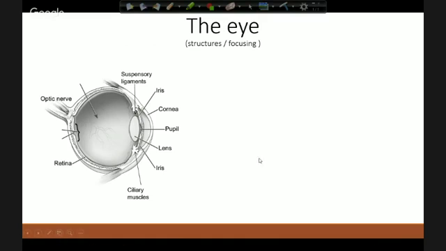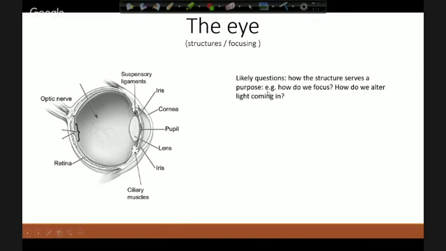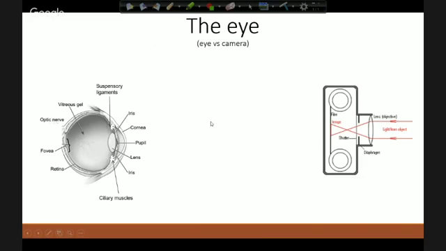Okay. Now, likely questions. So how does the structure serve a purpose? How do we focus? How do we alter the light coming in? Those will be the two things you get asked. How do we focus? How do we let the changing amounts of light come in? Now, you will also be asked to compare the eye to a camera.